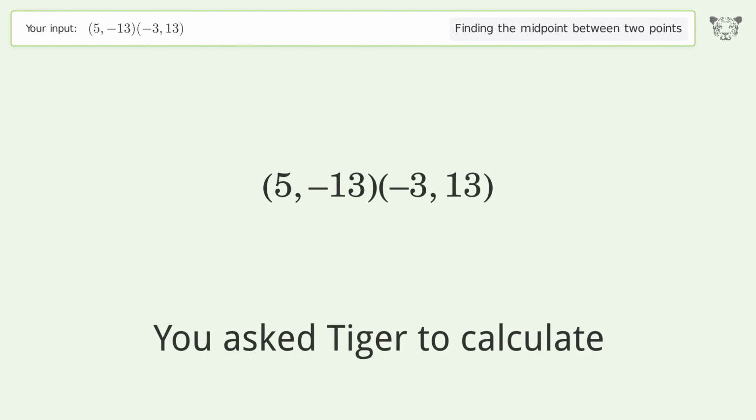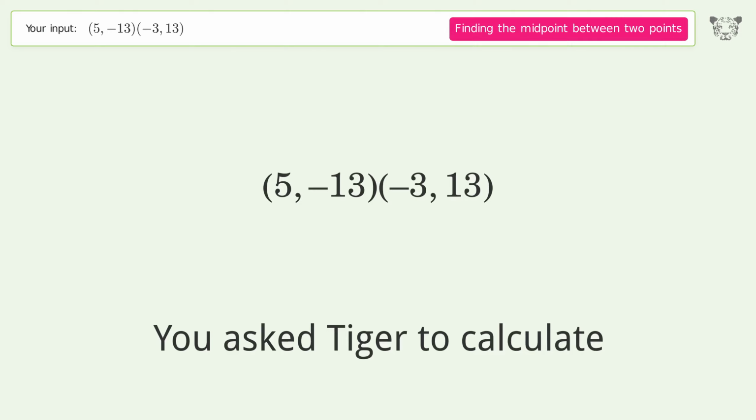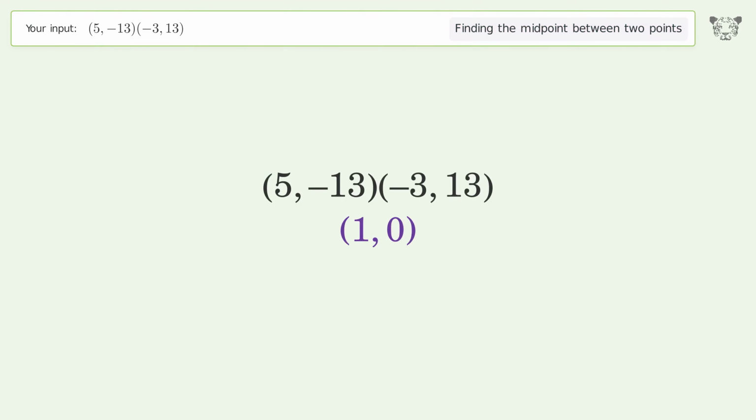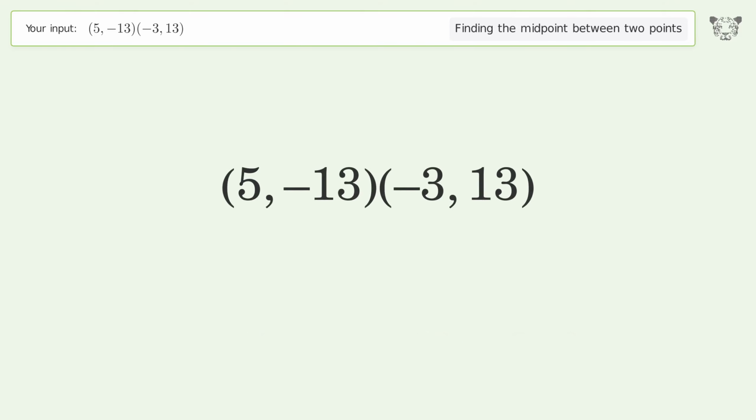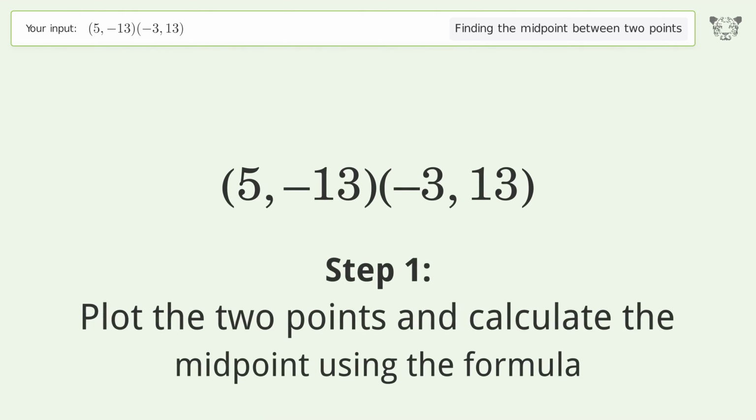You ask Tiger to calculate. This deals with finding the midpoint between 2 points. The midpoint between the 2 points is 1, 0. Let's solve it step by step. Plot the 2 points and calculate the midpoint using the formula.